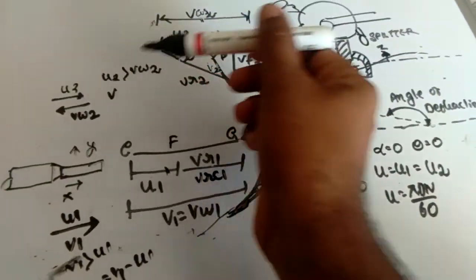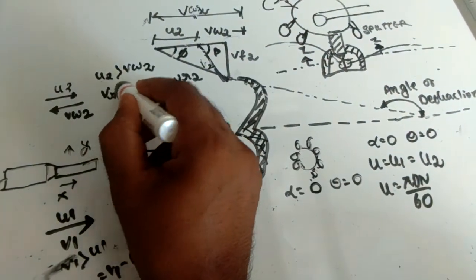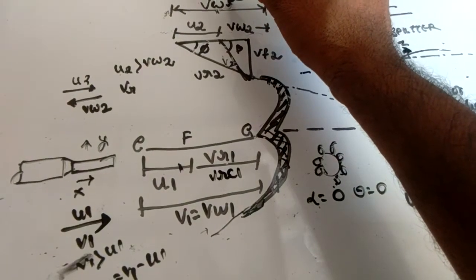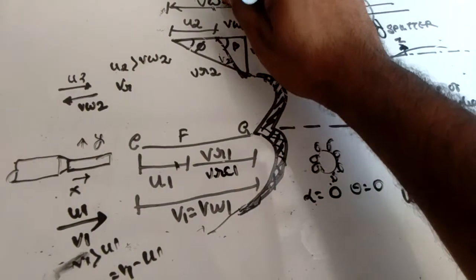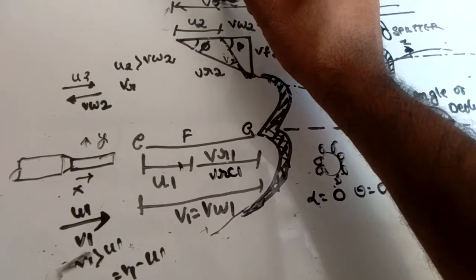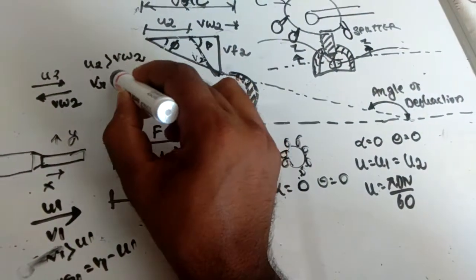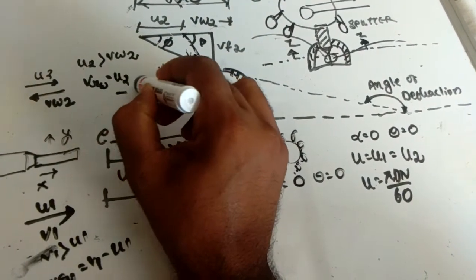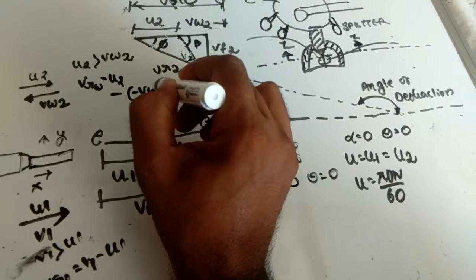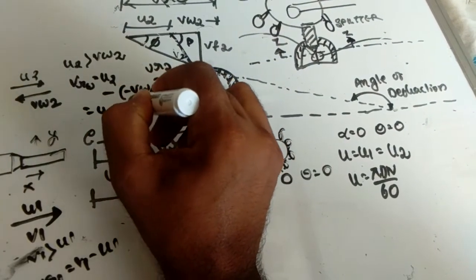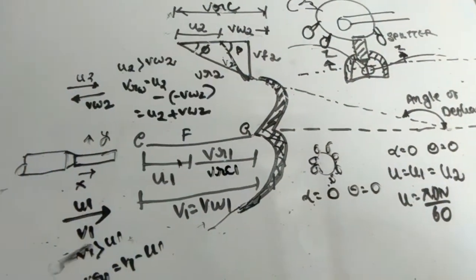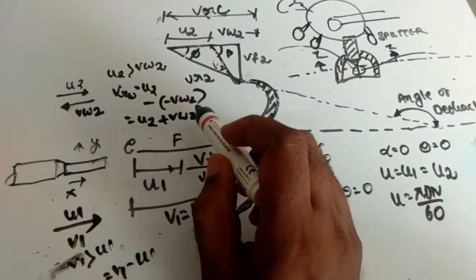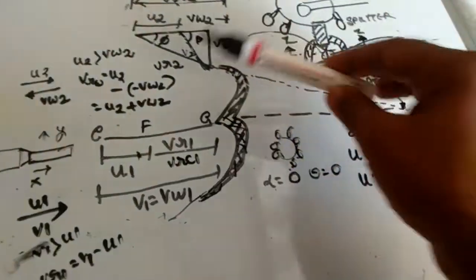In the tangential direction, this direction, VRC, this one, VW, VR, VW, VRC, VRW, or U2 minus VW2. When VW2 is negative, it becomes U2 plus VW2, in this direction, the opposite direction.